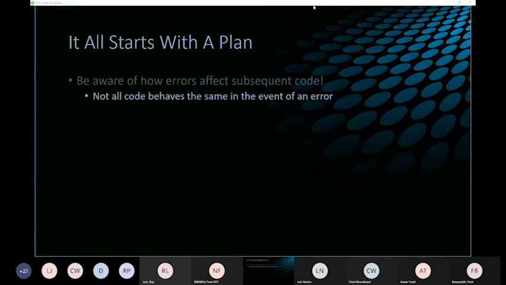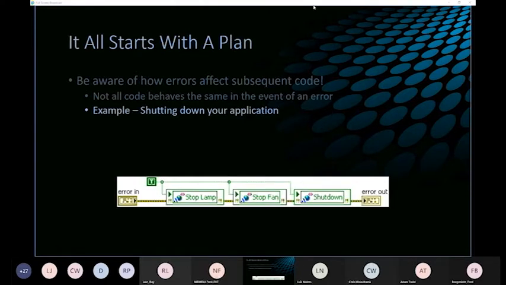For example, not all code is going to behave the same in the event of an error. So we have to think about that as well. If you're shutting down your application and you write your code the way it's shown on this slide, it looks good, right? You want to stop your lamp, you want to stop your fan, and you want to shut down your system. And we've got the error chain connected through everything. You would think that this is great code, right? The developer did everything right. They're using the error cluster just like they should everywhere.